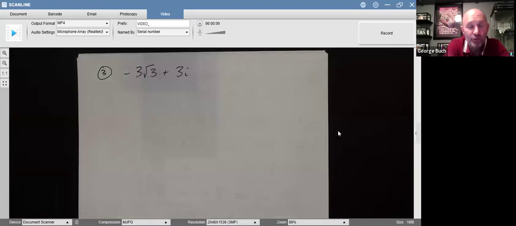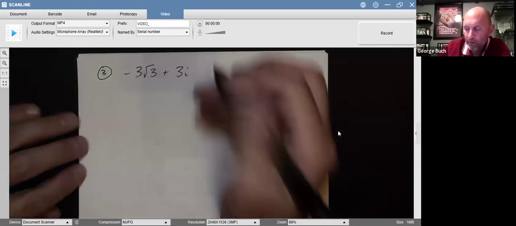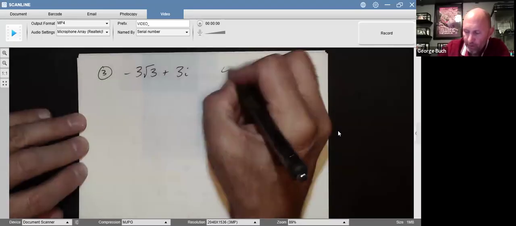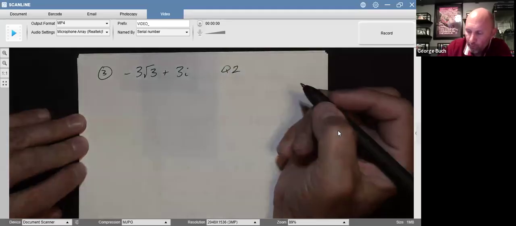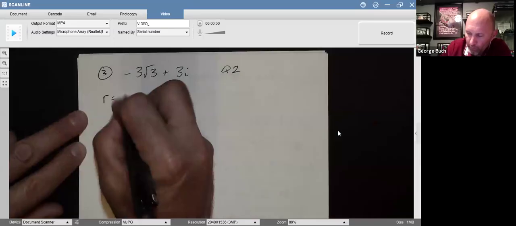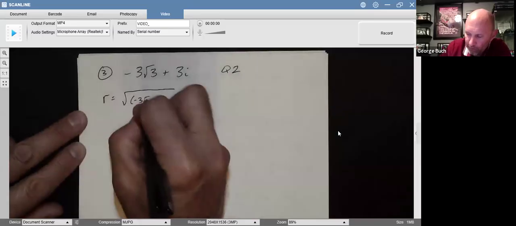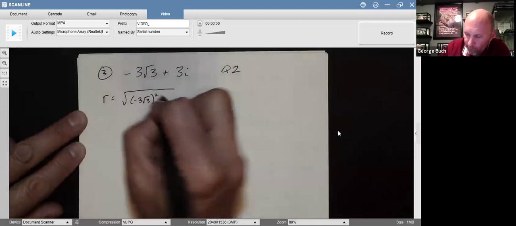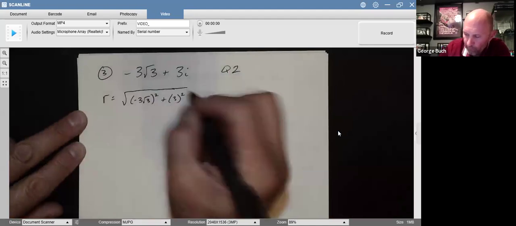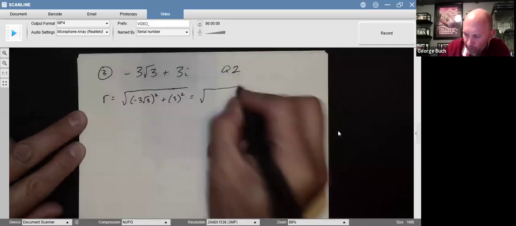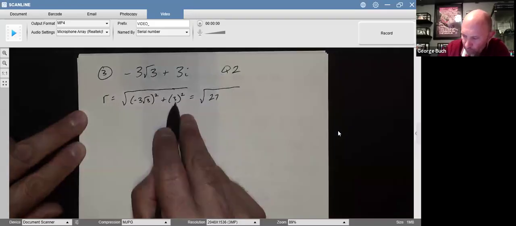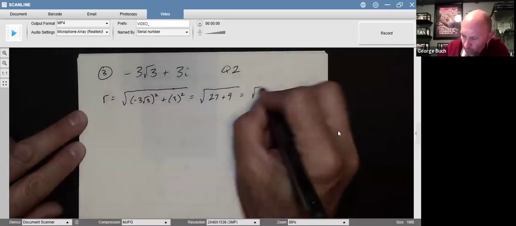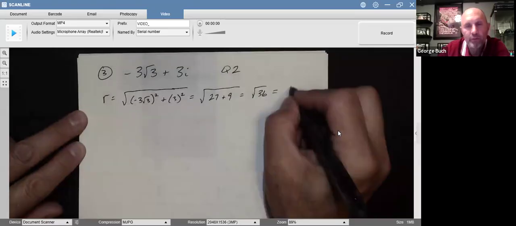All right, I'm assuming you checked your answer, so you already know it's right, but let's work it through anyways. What quadrant are we in? Negative, positive, that's quadrant 2. So my R is square root of negative 3 root 3 squared plus 3 squared. So that's square root of 9 times 3, which is 27, plus 3 squared is 9. So that's square root of 36, which is 6.